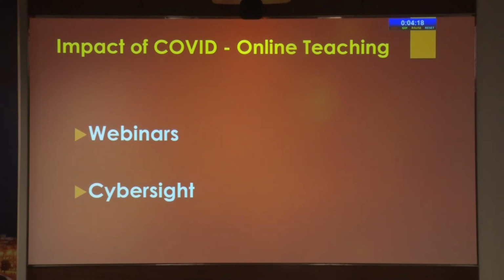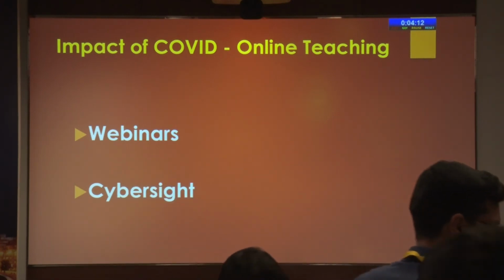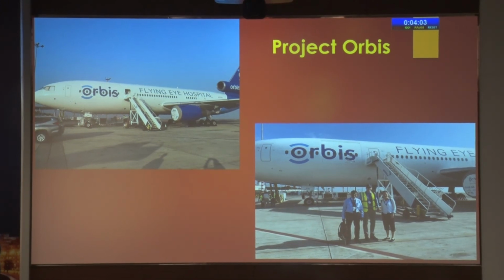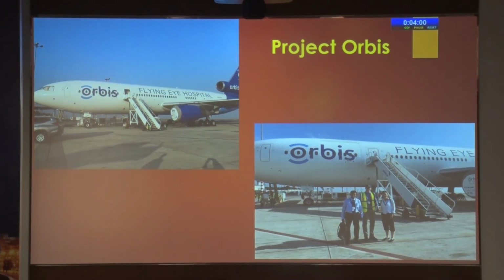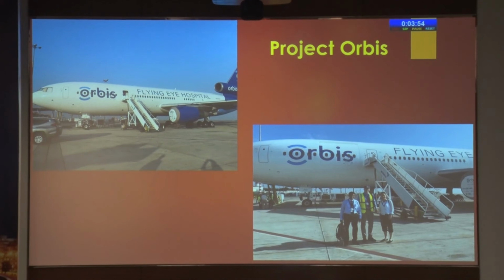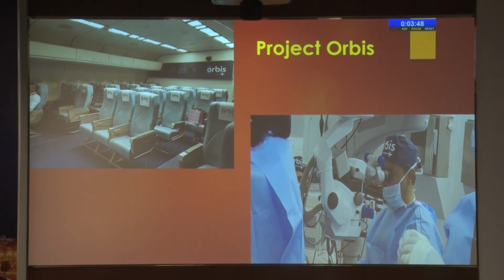Then Orbis has come out with Cybersight. Cybersight lectures are always there and very interesting, and expert speakers all across the globe teach you. So take help of Cybersight. For the surgeons who are not privileged, like African surgeons or Latin American surgeons, there is Project Orbis, which is a flying eye hospital. Surgeons from all across the globe travel to that particular country. There is a lecture room inside the aeroplane. There is an operation theater inside the aeroplane. The live surgery is relayed, and there is a direct question and answer session with the surgeon, and that is how it is taught.